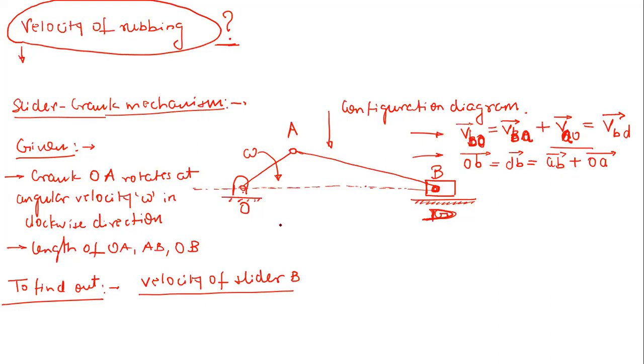Okay, so let me first start with the vector which is completely known to me, right? Out of this vector equation, just tell me quickly which vector is completely known to me. OA, right? OA is completely known to me. So what is this OA vector? This is simply equal to OA multiplied by omega, right?